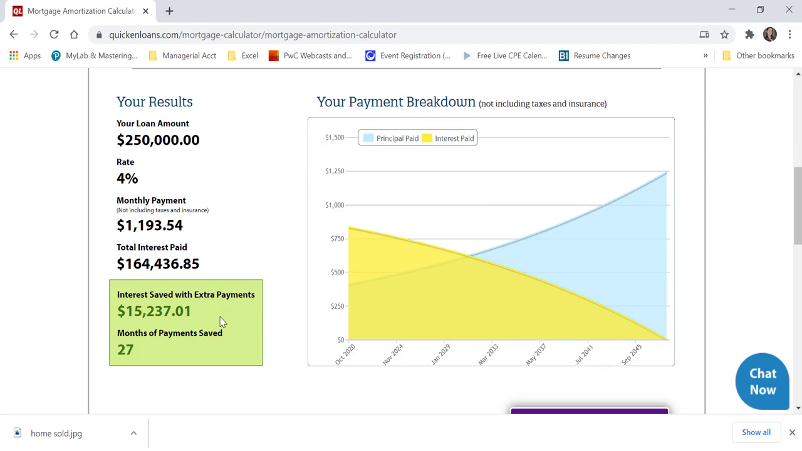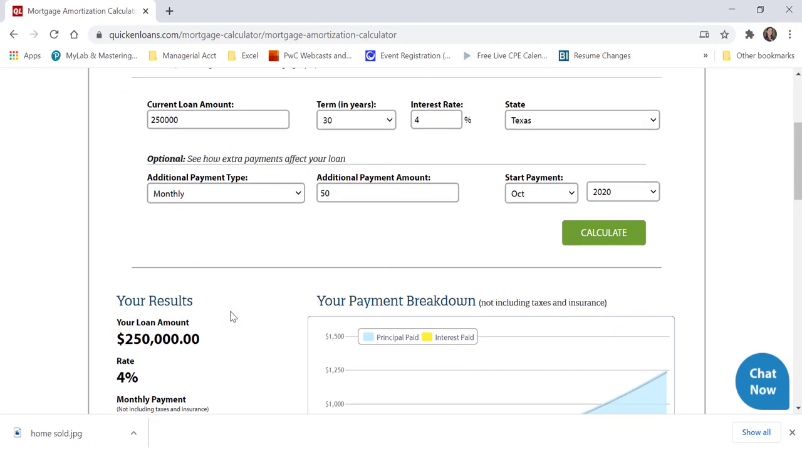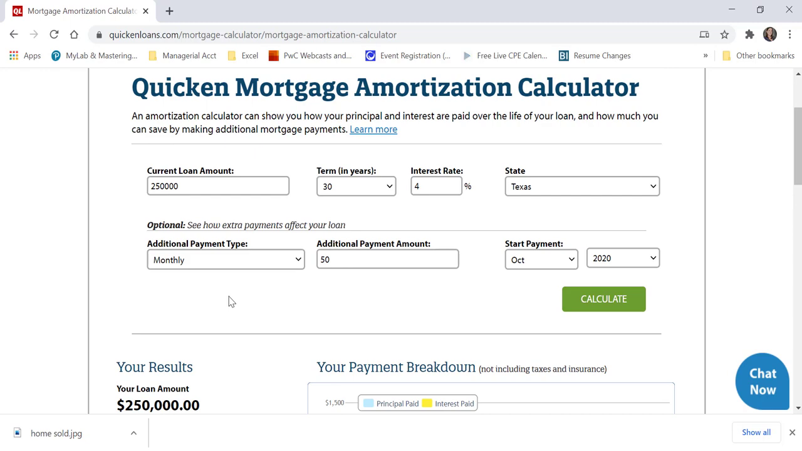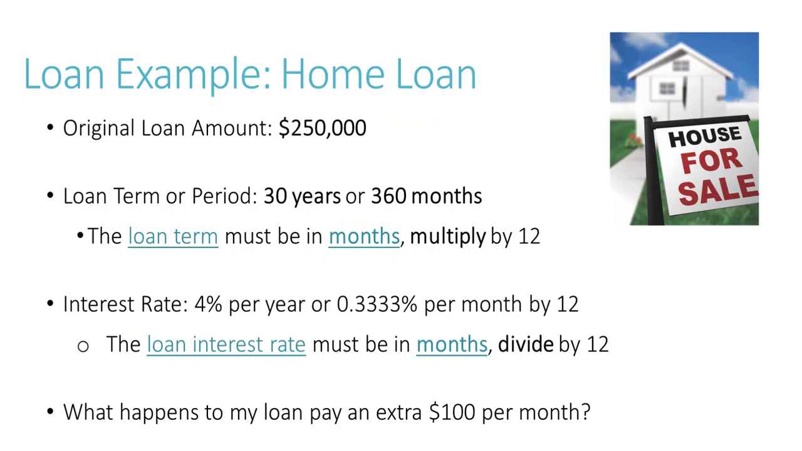So these are just things we should know about, and you can play around with a mortgage calculator like this when you're making a big financial decision for your household, and just be well informed that a little extra money can go a long way.